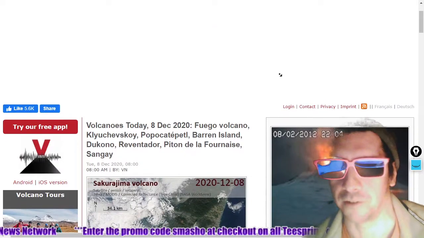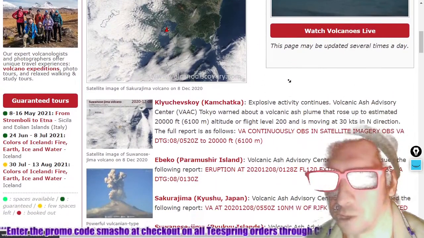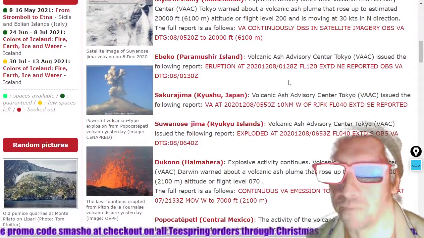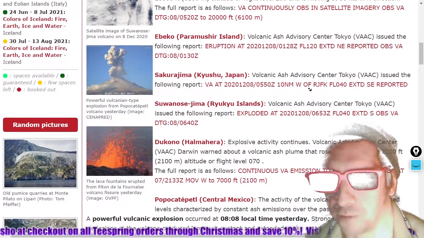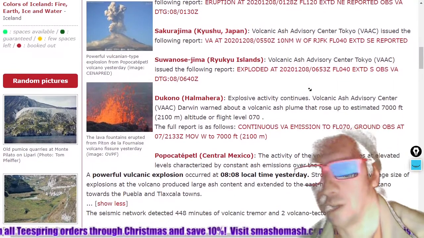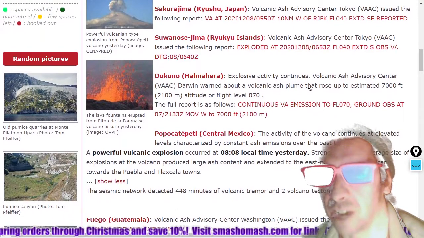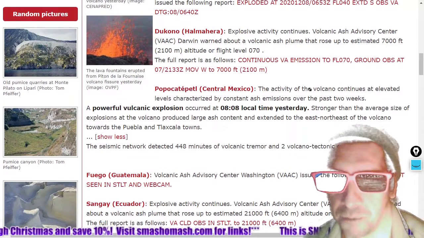Let's do a rundown of volcanoes here at Volcano Discovery. Klyuchevskoy is erupting, 20,000 foot ash plume there. Ebeko, flight level 120, 12,000 foot ash plume. 4,000 foot ash plume at Sakurajima. Suwanosejima also, similar size ash plume there. Dukono's exploding, 7,000 foot ash plume there.